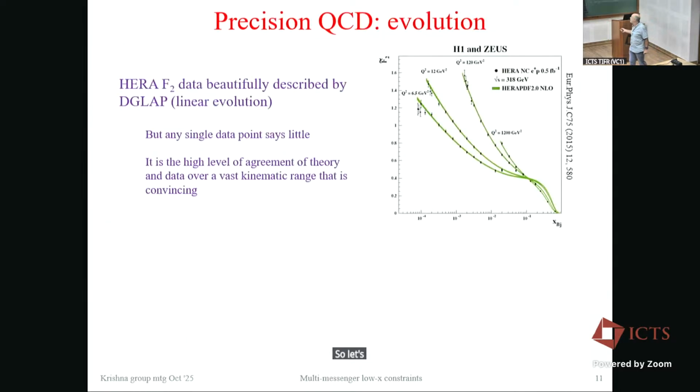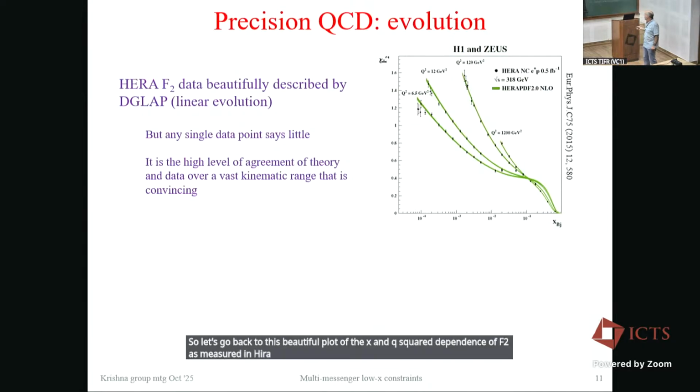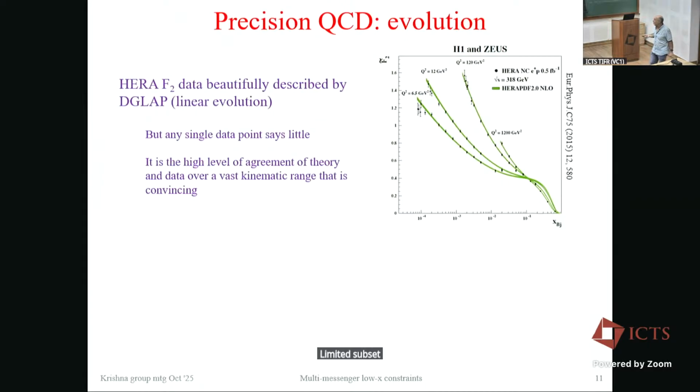So let's go back to this beautiful plot of the x and Q squared dependence of F2 as measured at HERA, and the absolutely spectacular agreement of DGLAP linear evolution with the data. And let's look at it a little carefully. So a lot of precise data. This is only a limited subset of the total data. They plot it this way for clarity, and this is good enough for our purposes.